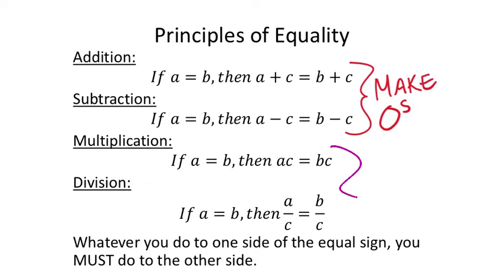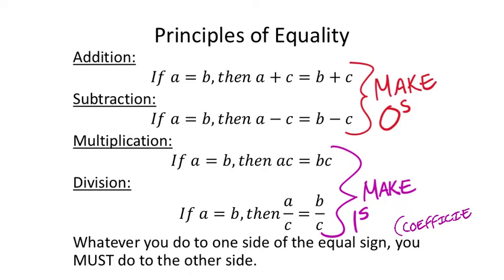But then we use multiplication and division principles of equality to make ones. Now, we saw this on the bell work, just like we've seen in the other classworks, that we're using these with purpose. If we're going to make ones, we're doing it to the coefficient.